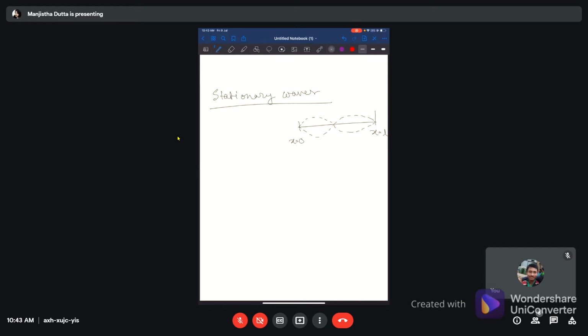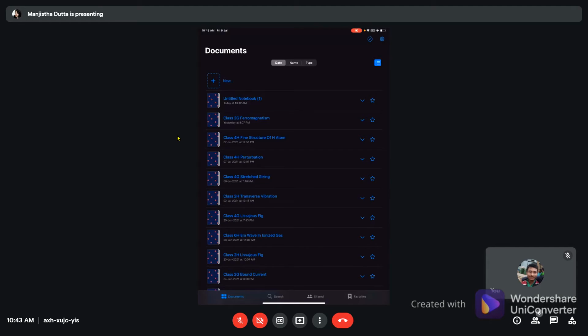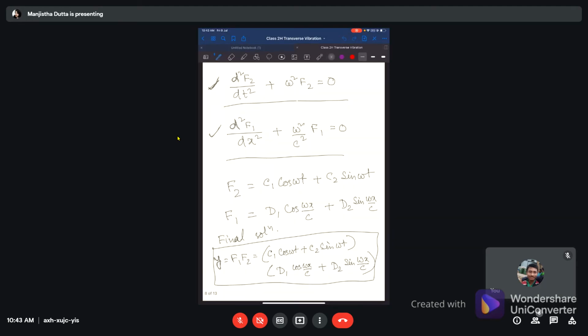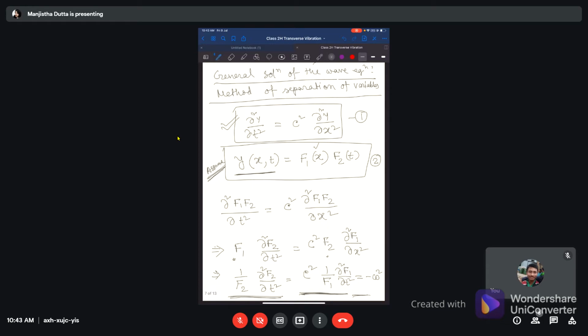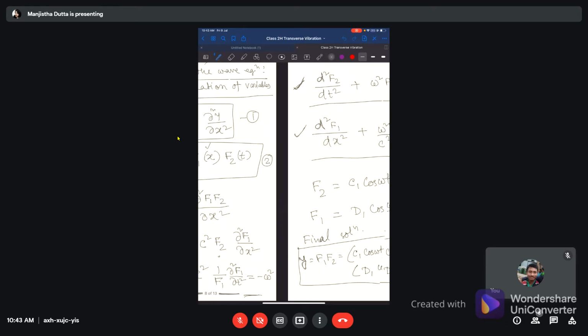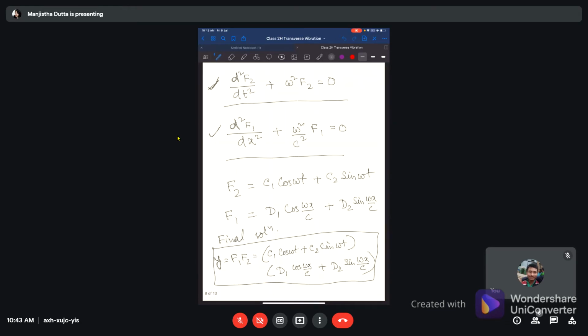Now in our previous class we discussed the general solution of these waves. If you remember, you can see over here we have the general solution of the wave equation by the method of separation of variables. This is our wave equation, and we applied this method and got this equation. You can see the last equation over there. This is our final solution.